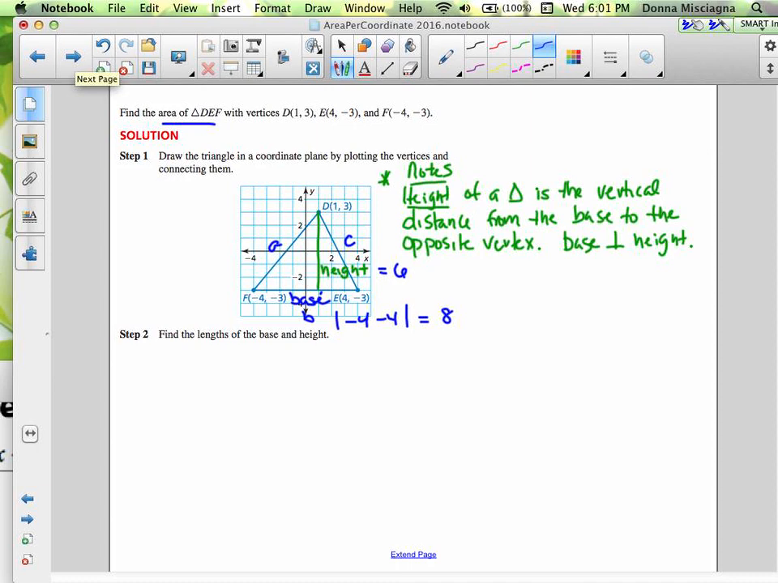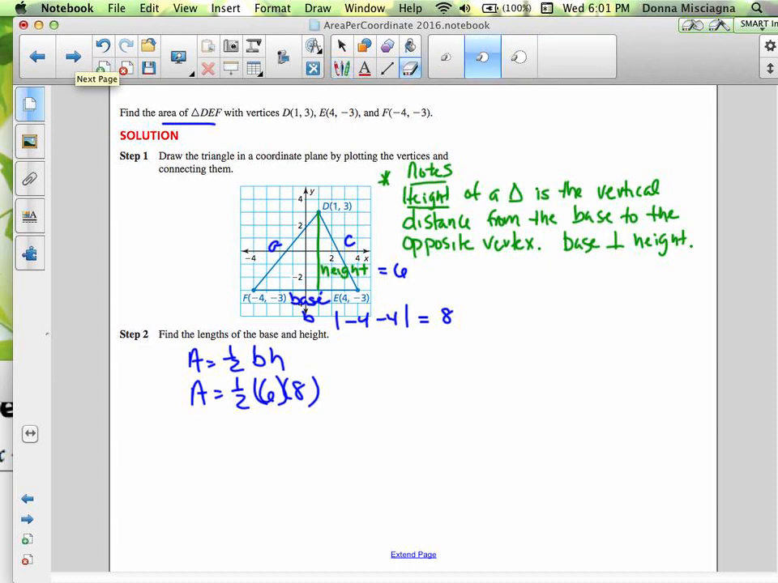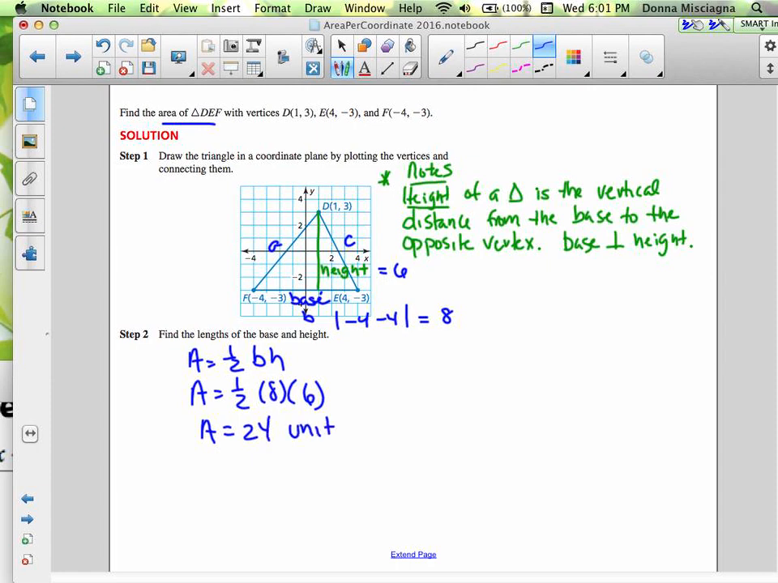All right, so that means our area is 1/2 base times height. Our area would be 1/2 6 times 8, and half of 6 is 3, and 3 times 8 is 24. Actually, let me rewrite that because, same answer, but technically our base is 8 and the height is 6. All right, so still going to be 24 units squared.